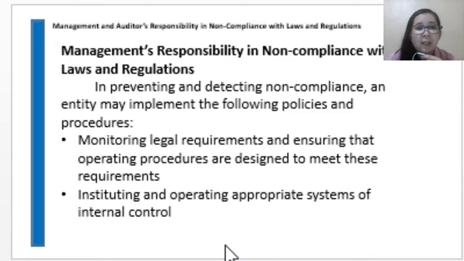So in preventing and detecting non-compliance, an entity may implement the following policies as part of their control to make sure that they comply with these laws and regulations. First, they can monitor legal requirements and ensure that operating procedures are designed to meet these requirements. So they can set up a department to do such, or even the internal auditors to do it for them. Another is instituting and operating an appropriate system of internal control. So this will cover everything.